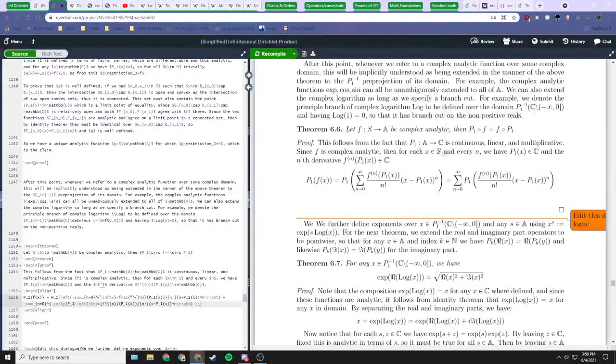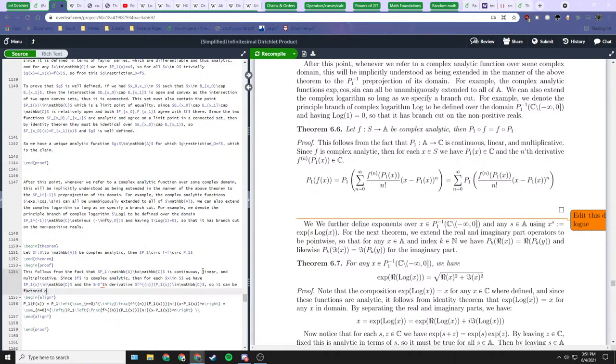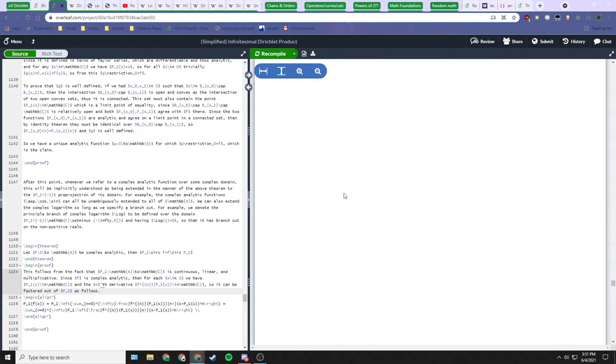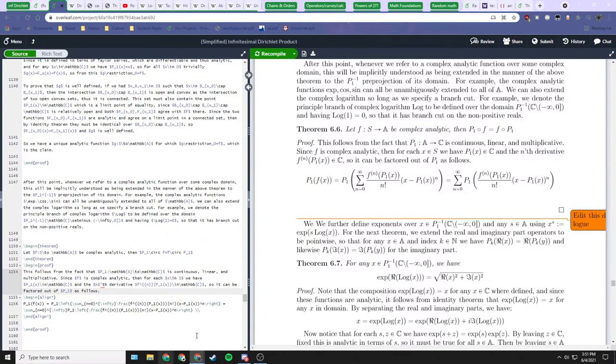Okay, yeah, so f is complex analytic. For each x in S, we have p1 of x is complex, and the nth derivative is complex. So it can be factored out of p1 as follows. We have p1 of f of x is p1 of this whole sum, which is the sum of the p1. And then we have this new line.